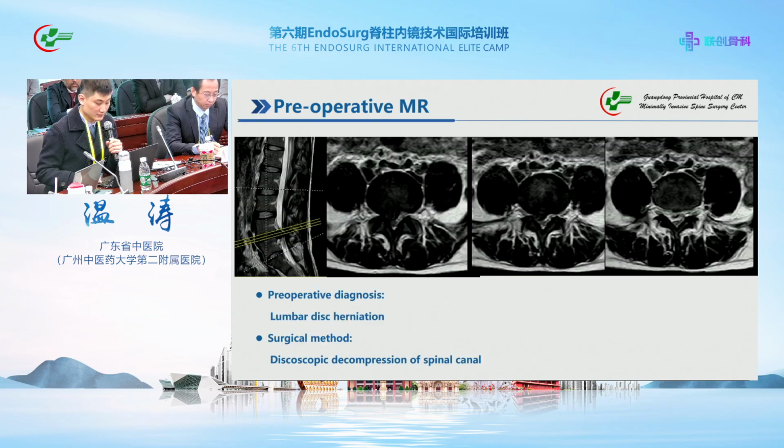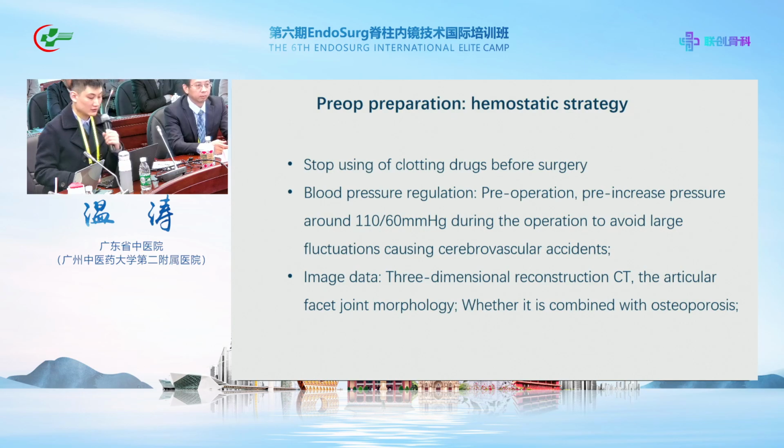So before the surgery, we usually stop using clotting drugs, and we make sure the blood pressure is around 110 over 60 during the operation to avoid cerebral vascular accidents. And we usually need the CT and MR to know about the facet joint morphology.